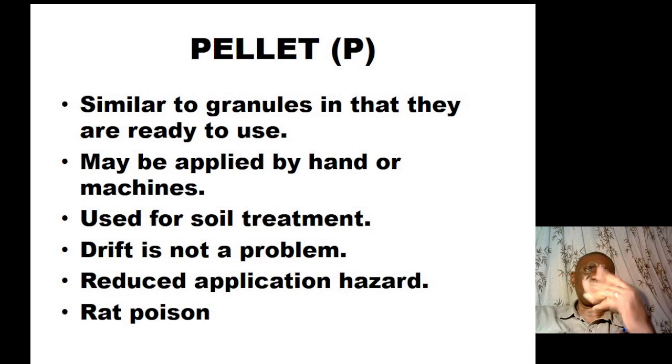One big advantage is that there is no drift, so drift is not a problem, it's an advantage. So you have a reduced application hazard. Some of the pesticides which are used as pellets include red poison. Normally we buy it as pellets, which you can use for domestic use in our houses, so that the rats may feed on the pellets.